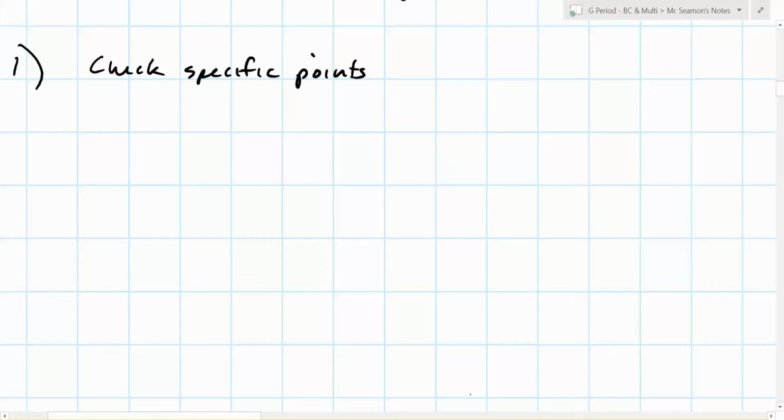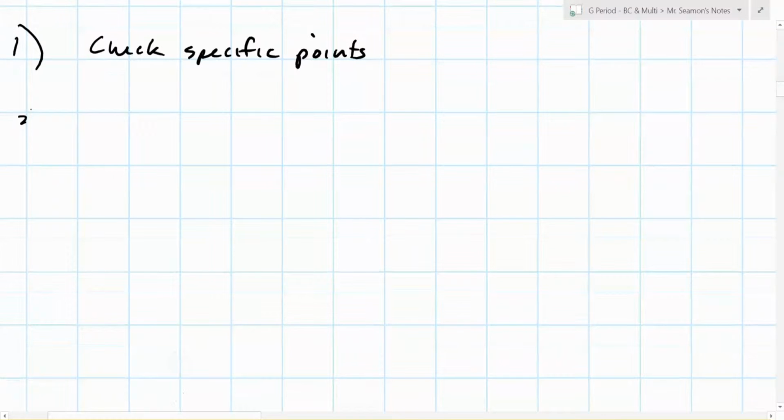So yes, you could check specific points. What else could you do? Would you do cross sections? You could use cross sections. Absolutely. You definitely could try using cross sections. Absolutely. What else could you try?